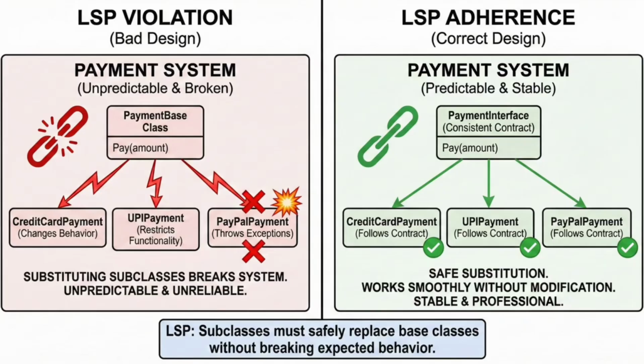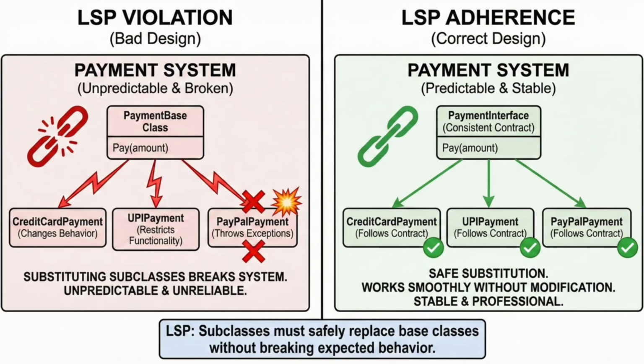LSP violation. On the left side, imagine a bad design where subclasses do not behave like the parent class. For example, suppose the base class defines a pay amount method, but one of the subclasses changes the meaning of the method, restricts functionality, throws unexpected exceptions, or behaves differently than what the system expects. This creates huge problems. The system becomes unpredictable, replacing parent with child breaks the application, bugs appear when different payment types are used, and the design becomes unreliable and hard to maintain. This clearly violates the Liskov substitution principle because subclasses cannot safely replace the base class.